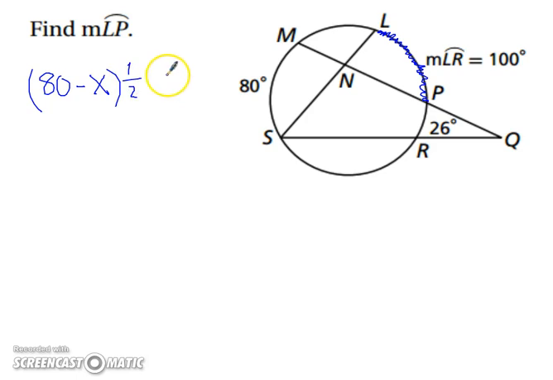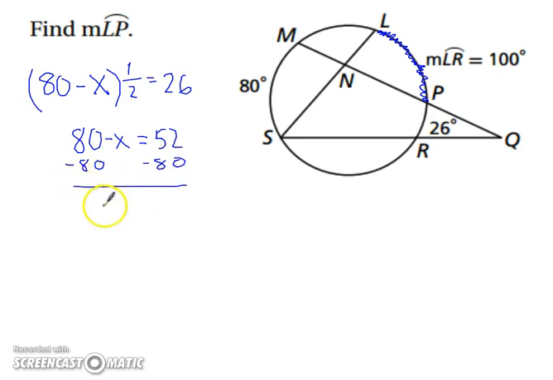divide that by 2, equals 26. So we can multiply both sides by 2, so we end up with 80 minus x equals 52. Then we can subtract 80 from both sides of the equation. We end up with negative x equals negative 28, which means x equals positive 28. And since the measure of arc LR is 100, we can simply take 100, subtract what PR is, which is 28, and we end up with 72 degrees.